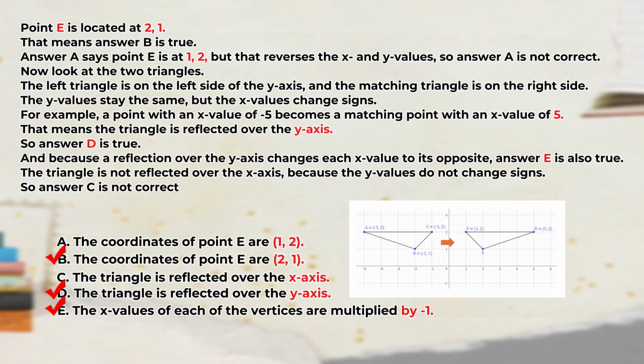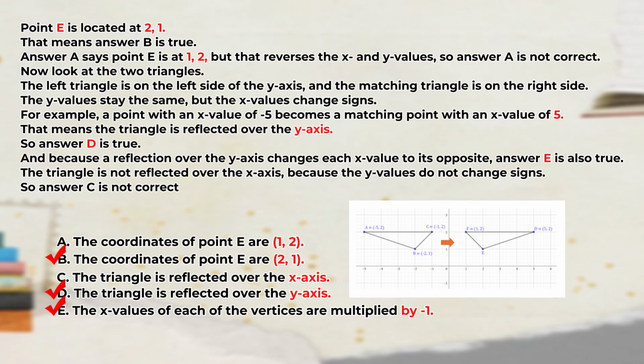Answer A says point E is at 1, 2, but that reverses the X and Y values, so answer A is not correct. Now look at the 2 triangles. The left triangle is on the left side of the Y-axis, and the matching triangle is on the right side. The Y values stay the same, but the X values change signs. For example, a point with an X value of -5 becomes a matching point with an X value of 5. That means the triangle is reflected over the Y-axis, so answer D is true.